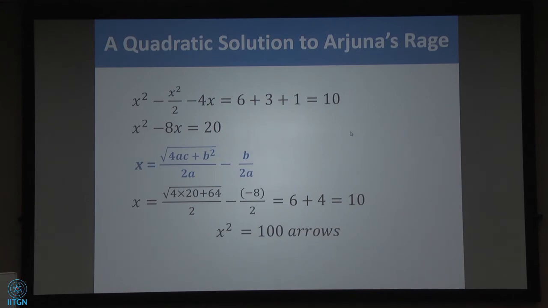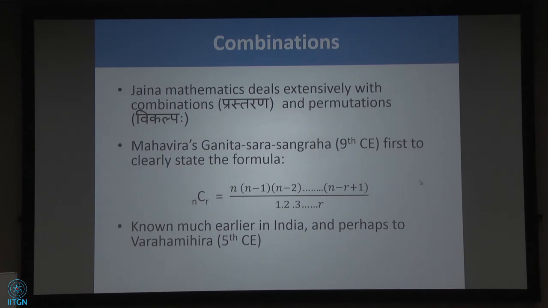So the solution to this turns out to be a quadratic equation, making sure that you first assume that the number of arrows that Arjuna picked up is not x, but x squared. And once you set it up, you can apply your quadratic equation, which gives you an answer of 10. And remembering that we have to square that, we see that Arjuna, being the perfect warrior, even in his rage, picked up a random number of arrows, which turned out to be a perfect square. Moving on quickly to combinations.